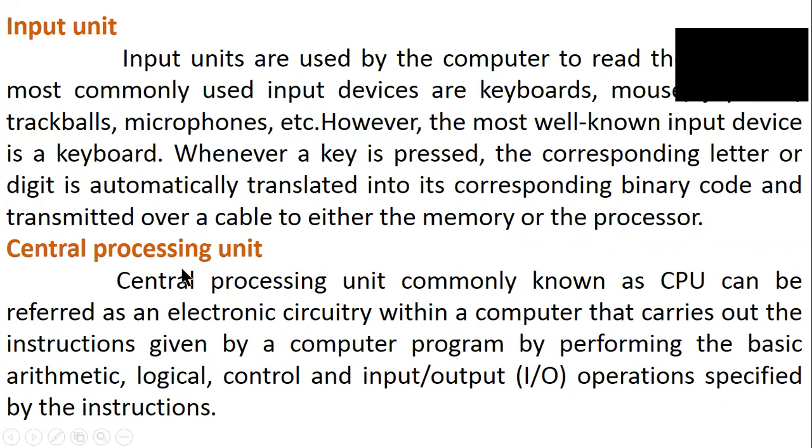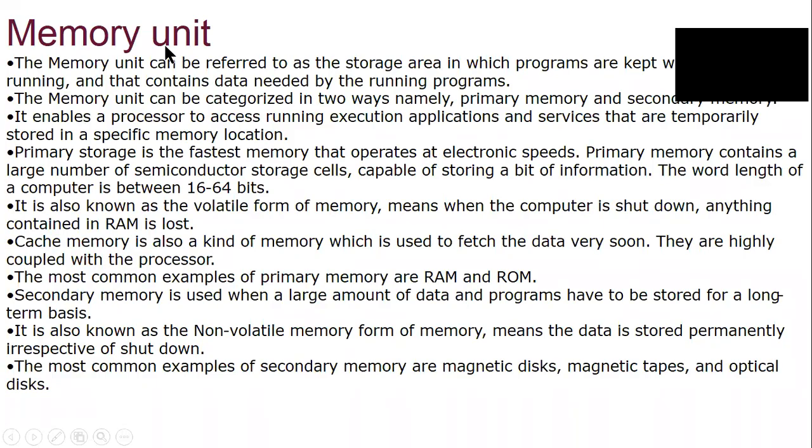Okay. What is the central processing unit? This is the brain of your computer. The central processing unit, commonly known as the CPU, can be referred to as an electronic circuit within your computer that carries out instructions given by a computer program by performing the basic arithmetic, logic, control, and input/output operations specified by the instructions, which the programmer writes. Okay.